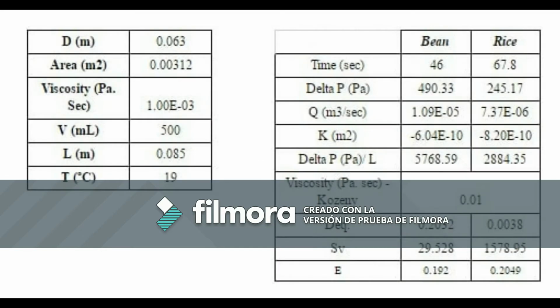On the other hand, it's important to mention that at higher particle diameter, the material will have more voids, so the permeability increases. Results show that the porosity of both materials is similar, but the permeability of beans is higher than the permeability of rice due to particle diameter and nature.